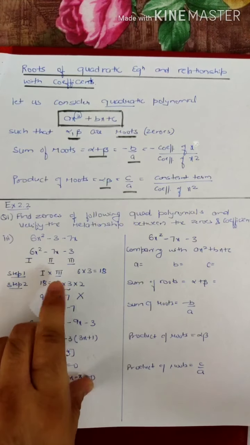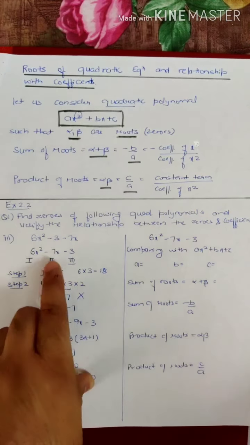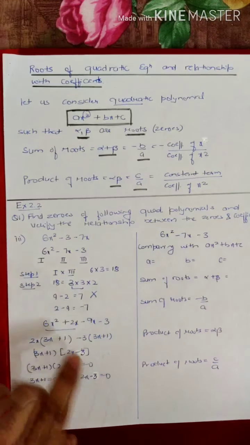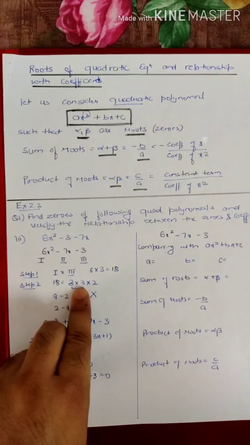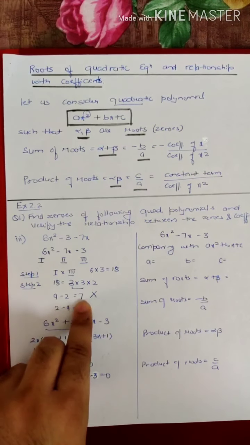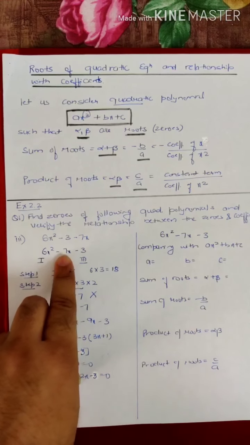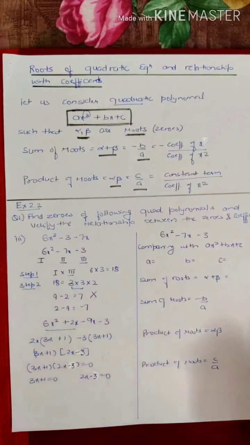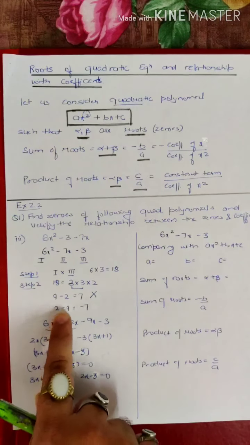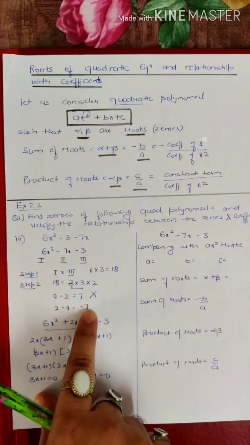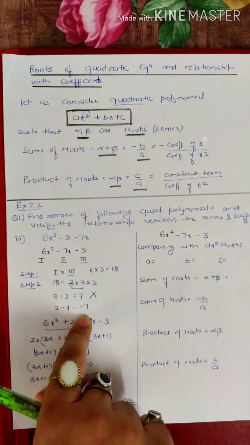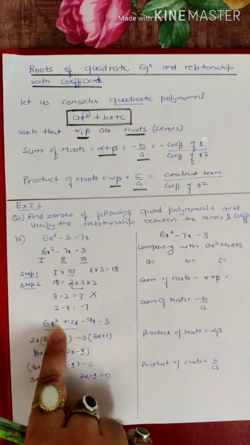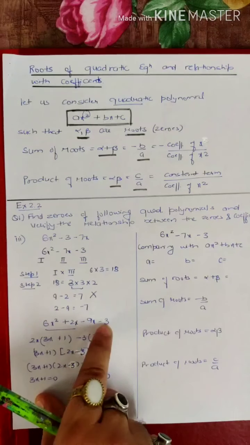Now using these three terms, 3, 3 and 2, you are to make the middle term, and the middle term is minus 7. If we use these factors as 3 into 3, 9, 9 minus 2, that is 7. But the middle term is minus 7, so we cannot use these factors like this. What other way we can use is 2 minus 9 is equal to minus 7. So yes, the middle term is minus 7. We can use the factors as 2 and minus 9. So we'll split the middle term as 6x square plus 2x minus 9x minus 3.